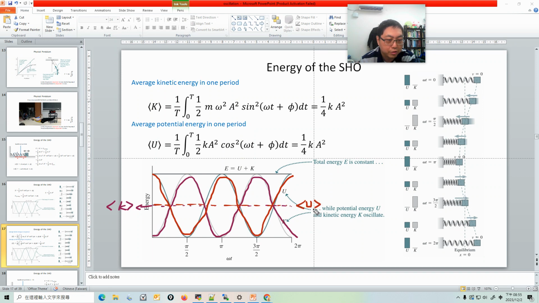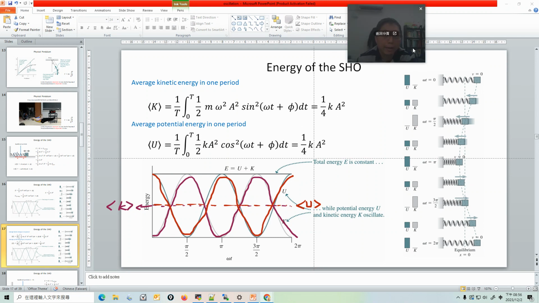The average potential energy. So the average kinetic energy and average potential energy in simple harmonic oscillation are the same. At least it feels that way from observing this graph. But if we really do the calculation, I'm not asking you to do this integration, because maybe you just learned calculus this semester.